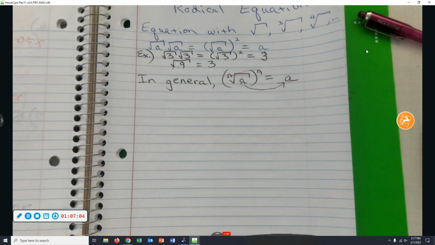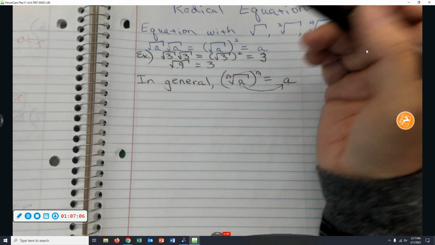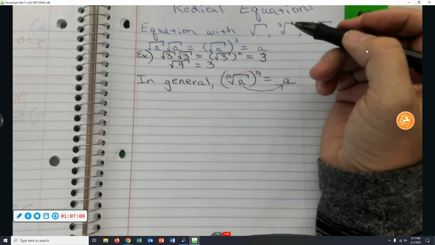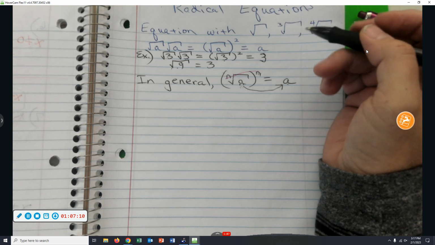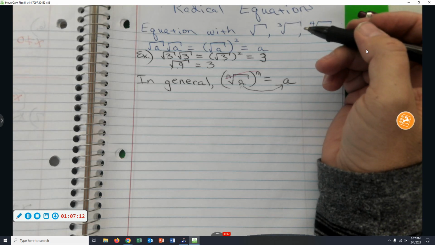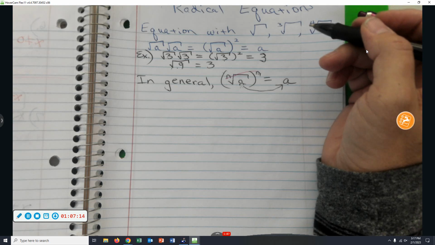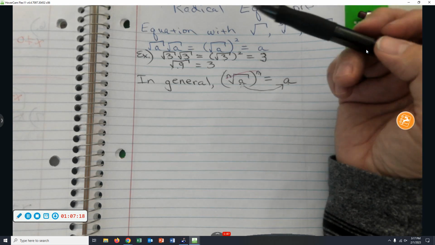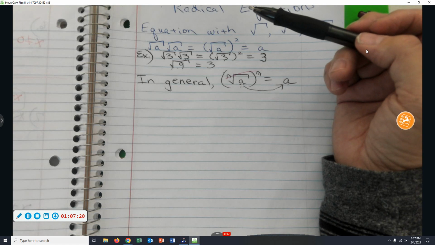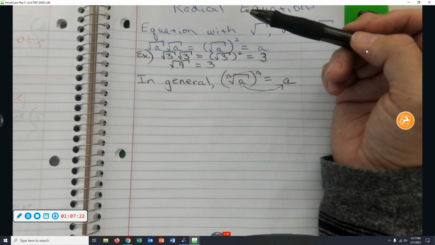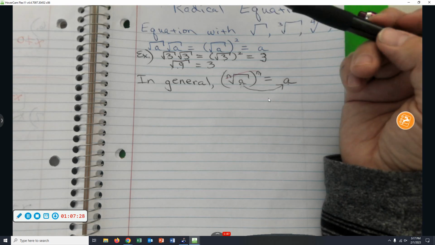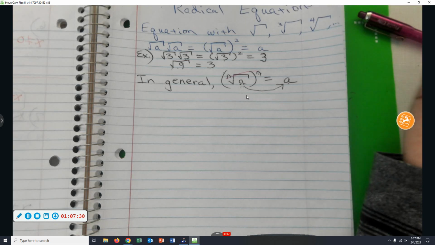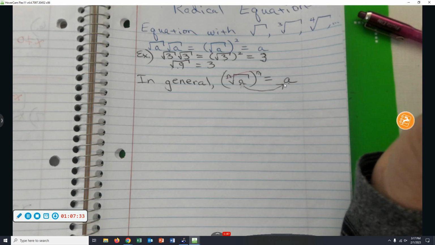Let's think about what we know about equations. To solve an equation, whatever we do on one side, we have to do the same thing to the other side to maintain the balance. So if we have a square root in the equation, we're going to have to square both sides. If we have a cube root, we're going to have to cube both sides. I think there's a fourth root popping up also, and we'll have to raise both sides to the fourth power.